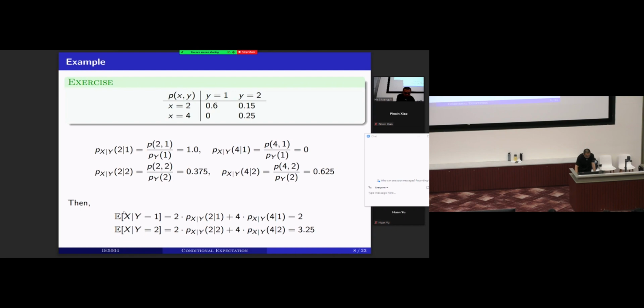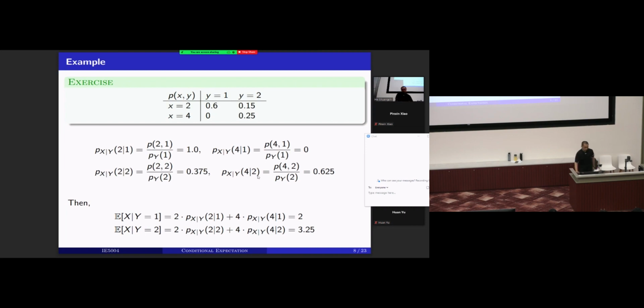How to calculate that? We may just use those results. If I spend $1 on drink, I may spend $2 or $4, right? $2 with probability 1 and $4 with probability 0. So this conditional expectation is just $2. Similarly, if I wish to know the conditional expectation of x given that y takes 2, then it should be determined by this column. I think it's pretty clear.